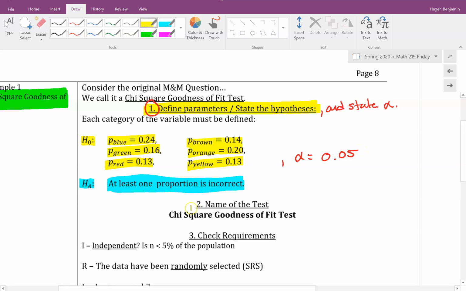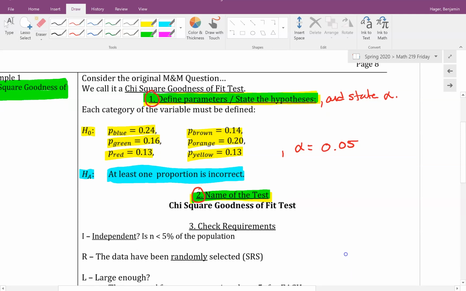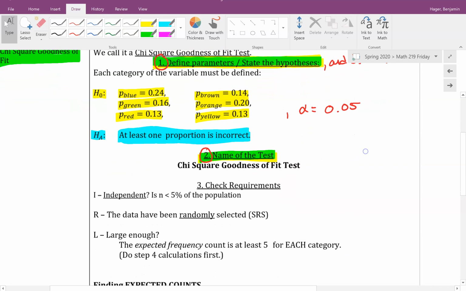Step 2, same as it always is. Name the test. I'm going to do the steps in green so they hopefully stand out. Name the test. So again, this is known as the chi-squared goodness of fit test. Sometimes you'll just see it written chi-squared GOF, goodness of fit.